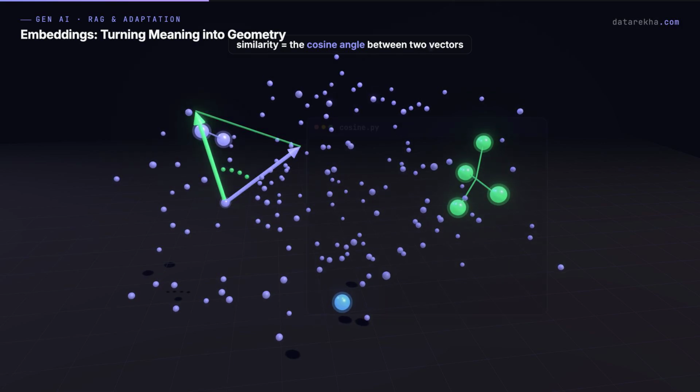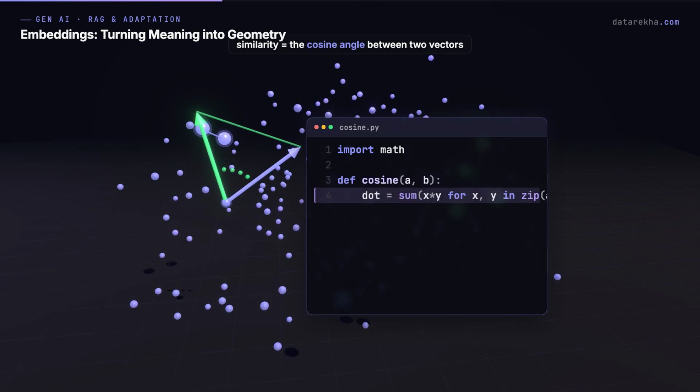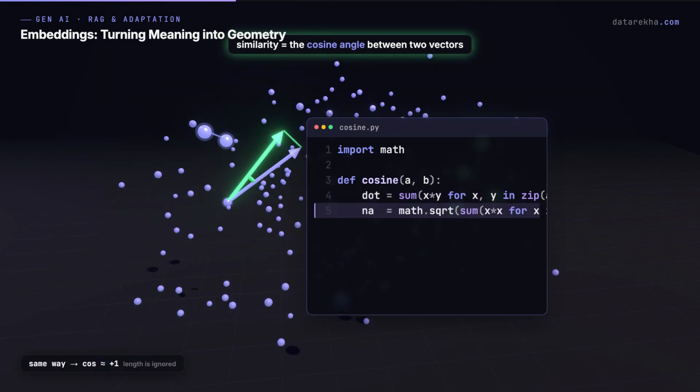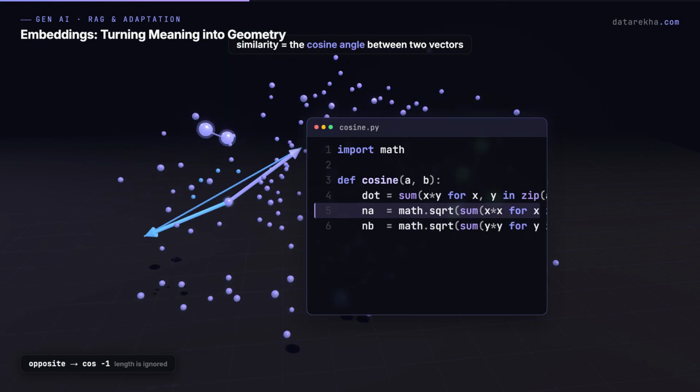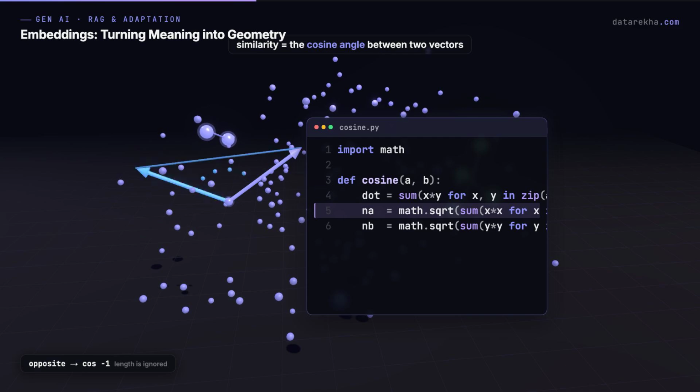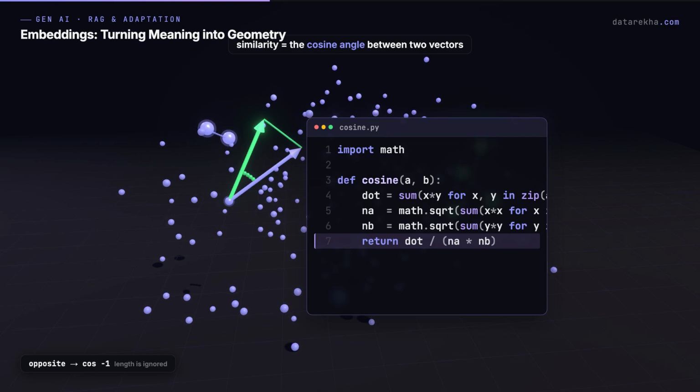The default ruler is cosine similarity. It looks only at direction, the angle between two arrows. Pointing the same way scores 1. At right angles, 0. Pointing opposite, -1. Length is ignored. There's also straight line distance and the dot product, which is just the fast cousin of cosine.